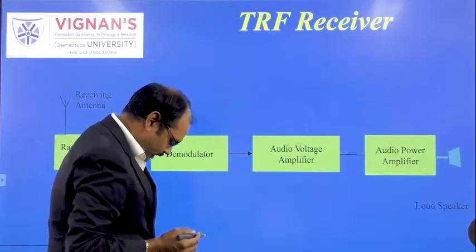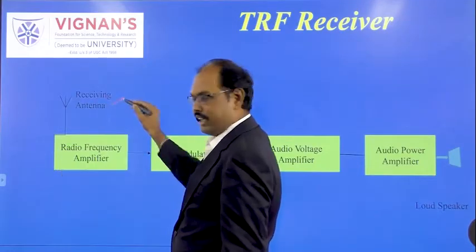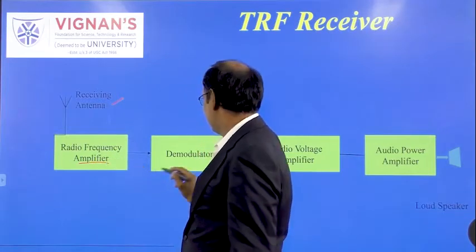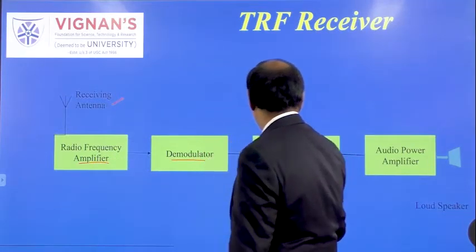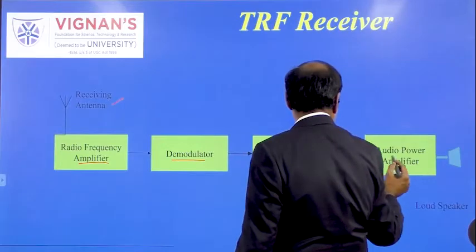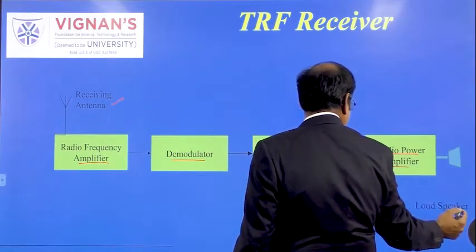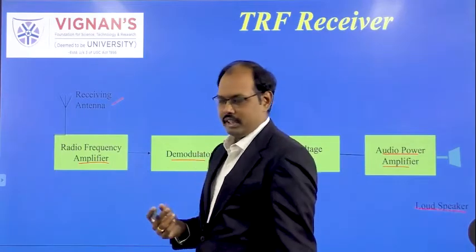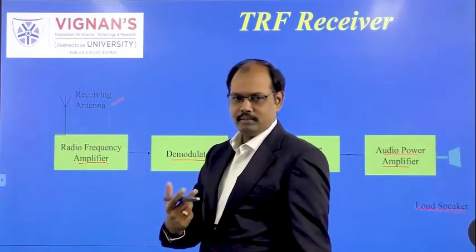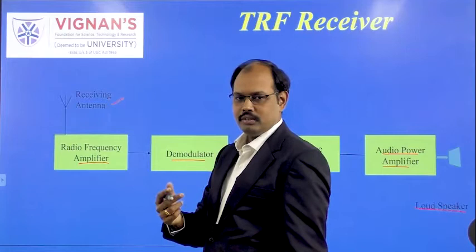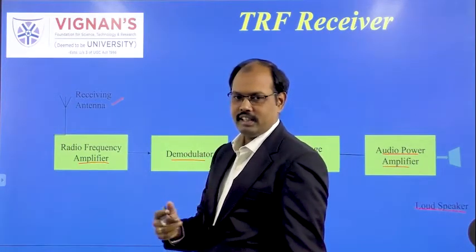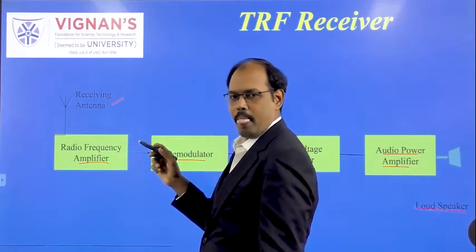So this is a TRF receiver. So receiving antenna, RF amplifier, this one is a demodulator, this one is an audio voltage amplifier and audio power amplifier, and the last part is the loudspeaker. So in the transmitter, we seen that we are speaking something, it is converted into an audio signal, into a voice electrical signal, and it is transmitted over the antenna.